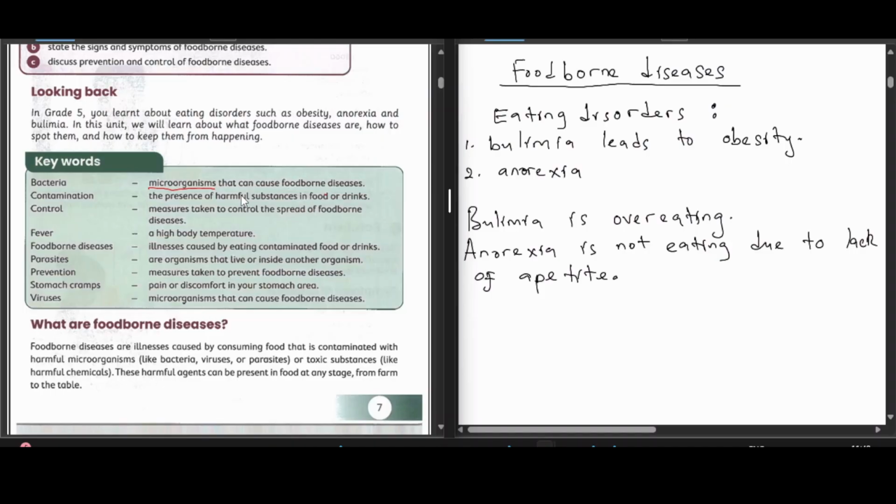We become sick. So bacteria causes diseases, but in this case, foodborne diseases. What about contamination? What is contamination? The presence of harmful substances in food or drinks. The presence of harmful substances.